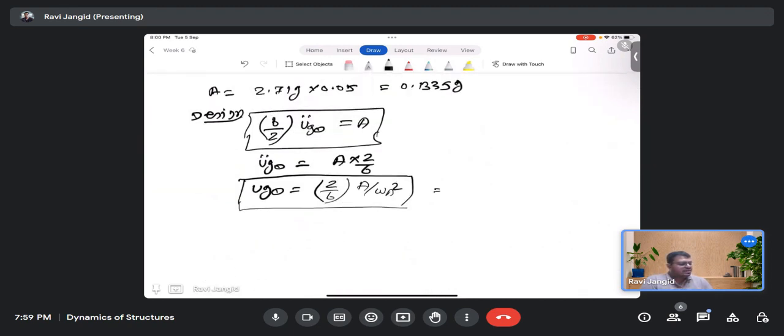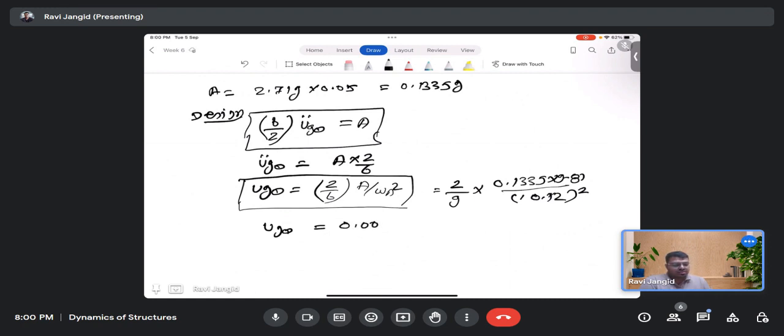So let us find: 2 by b, b is 9 meter, A is 0.1335 into 9.81, omega is 10.12. If you find out this one, ug theta is coming out to be 0.00288 radian per second.